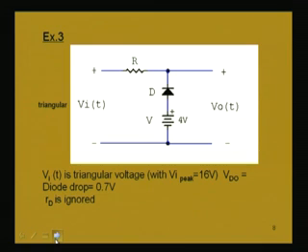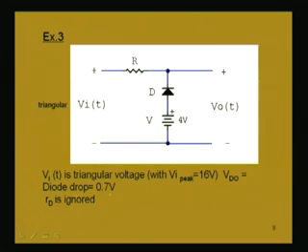Now, let us consider another example. Here you have to just note that this 4-volt battery is connected in such a way to the diode that its positive terminal is connected to P, and suppose we are applying a triangular voltage at Vi. Instead of the sinusoidal which we have discussed, let us now apply a different voltage waveform, a triangular waveform with a peak value of 16 volt. That is, this triangular voltage waveform has a peak magnitude of 16 volt.